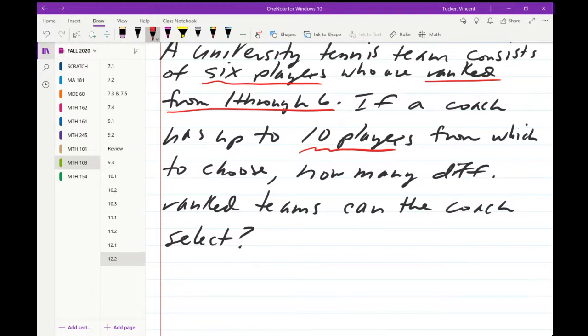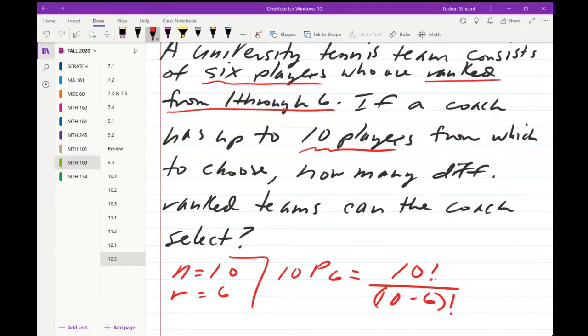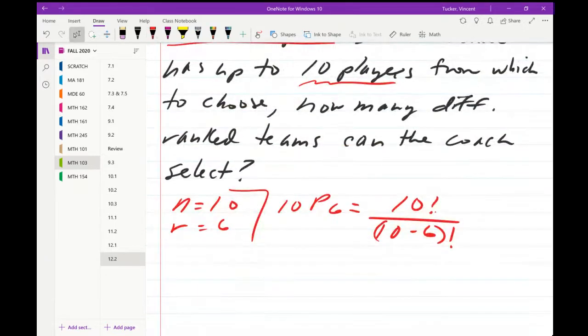So remember I mentioned your larger number is always your n. Smaller number is 6. We're trying to do 6 out of 10. And because it's ranked, that means we're doing permutations. So it's 10P6. It's 10 factorial over 10 minus 6 factorial. So do this in parentheses. 10 minus 6 is 4 factorial.